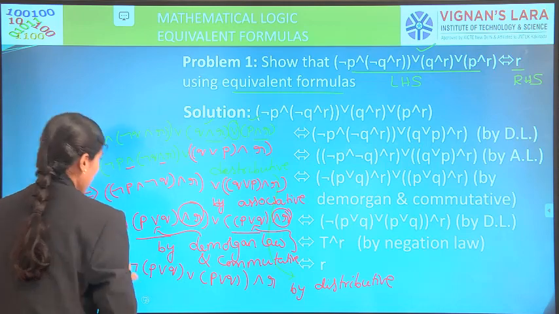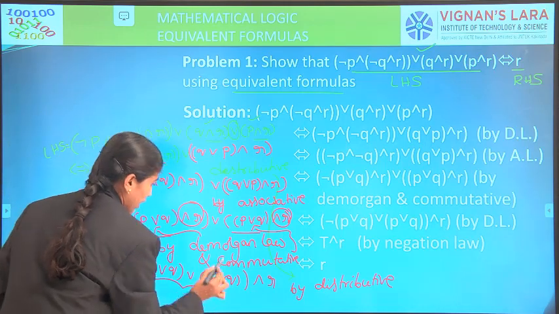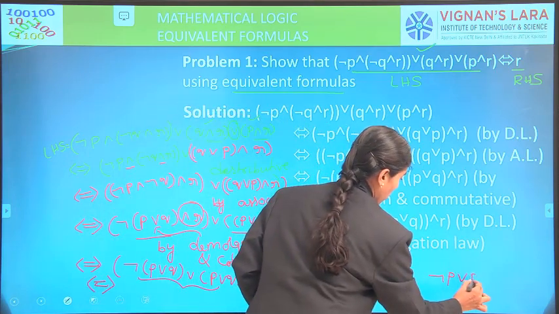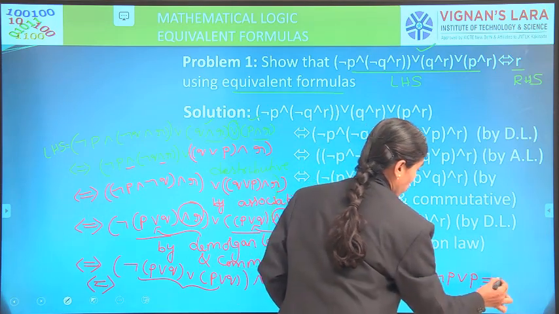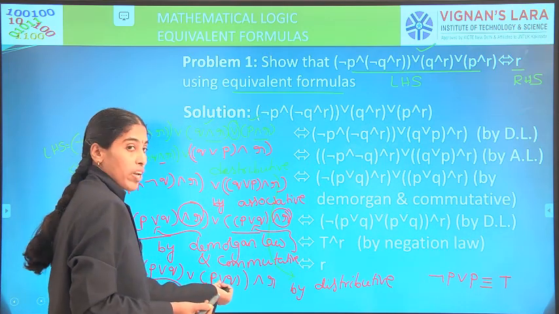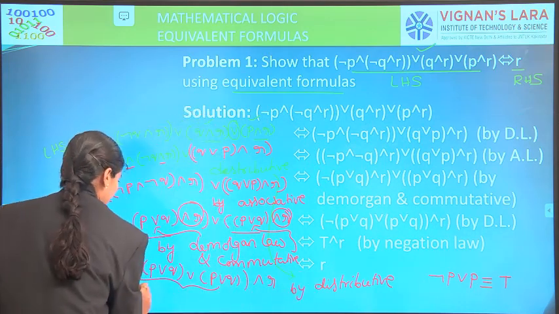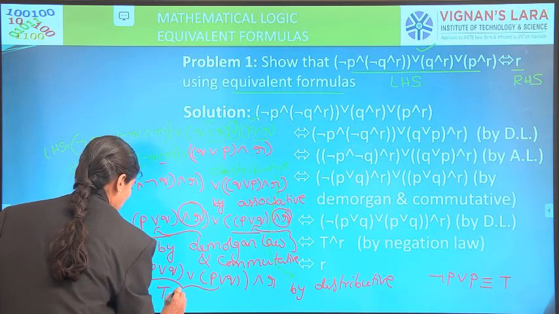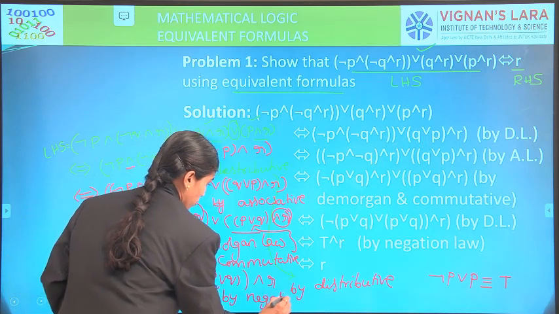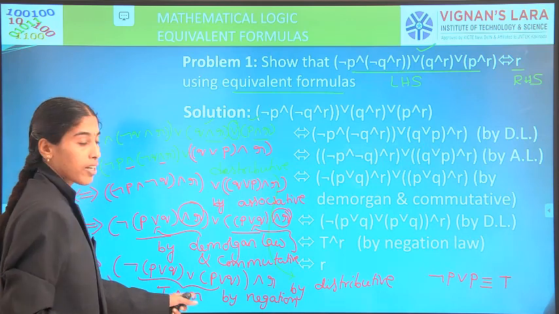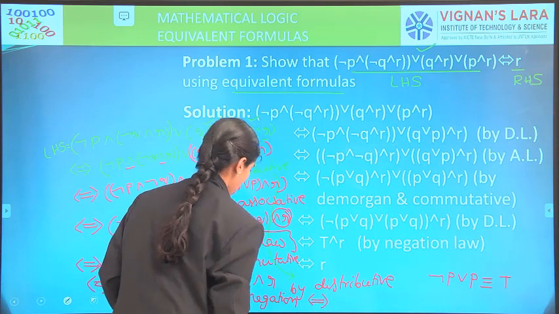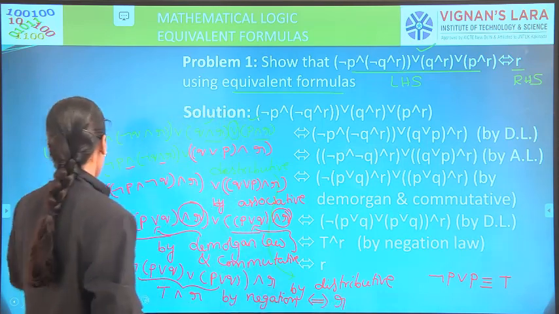Which is equivalent to negation of P or P, which is equivalent to true. Same variable and its negation, we call it by negation law. It is equivalent to P and R by negation law. So T and R, like U intersection A, is equivalent to R.